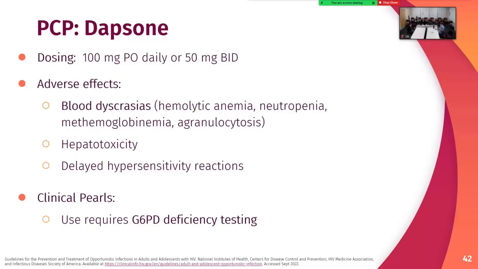This is typically more common in patients that have a G6PD deficiency, so it's important that before you use dapsone, you test patients for G6PD deficiency to avoid any of these blood dyscrasias. And then you can also see some hepatotoxicity and delayed hypersensitivity reactions.